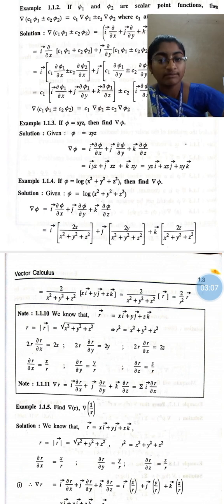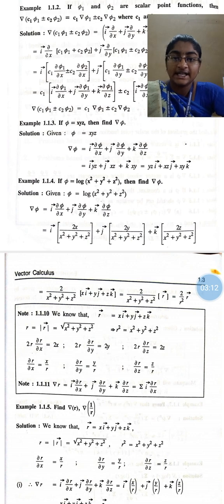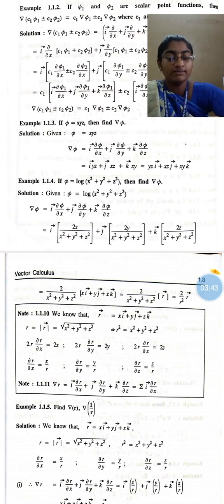See, in the fourth example, similarly we have to find del phi, that is the value of the gradient. First of all, write the given term as it is, that is phi is equal to log of (x square plus y square plus z square). We know the formula for del phi. First of all, differentiate phi with respect to x. We know that differentiation of log r is nothing but 1 by r. So here differentiation of phi is 1 by (x square plus y square plus z square), and with respect to x, it will become 2x.